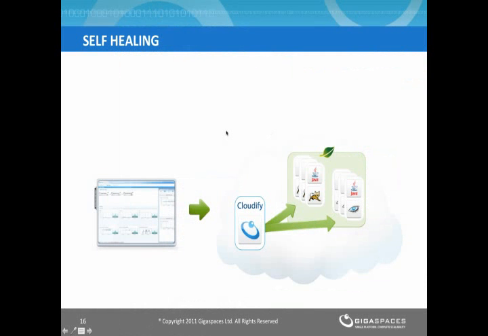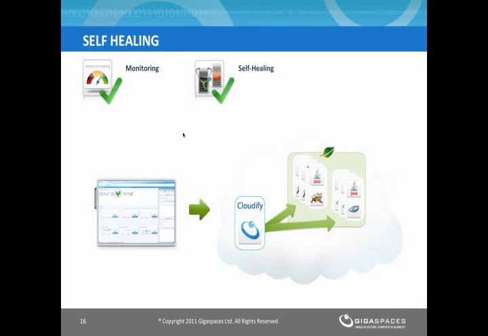So now that we understood monitoring, let's talk a little bit about self-healing. The way Cloudify works is that it handles self-healing on multiple levels. The first level is what we call the process level. So if within the VM that you allocated a certain process crashes, for example, your Tomcat service, Cloudify will automatically restart it using the Cloudify agent that is located on the same virtual machine.